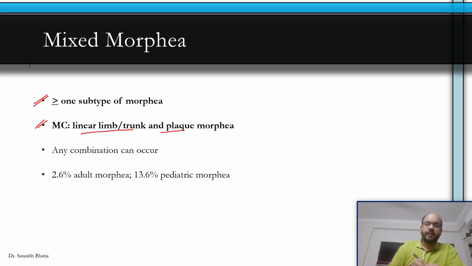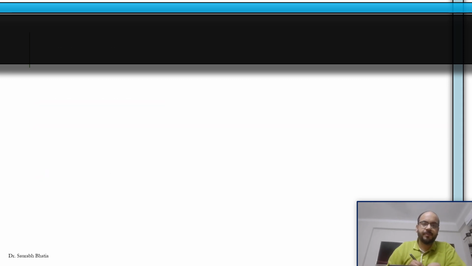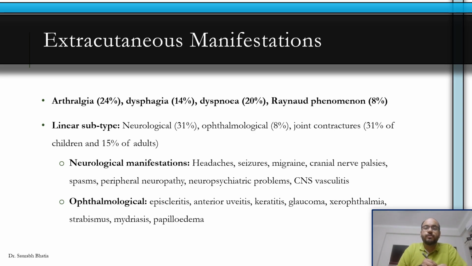This is the most common combination, but any combination of any two types of morphea is labeled as mixed morphea. It can be seen in about 2 to 3% of adult morphea, but is higher in the pediatric age group. So this is also one morphea which is more common in the pediatric age group. The first being linear morphea and the next is mixed morphea. The most common extracutaneous manifestation has been arthralgia, seen in about one-fourth of patients, followed by dysphagia, dyspnea, and even Raynaud's phenomenon in some cases.